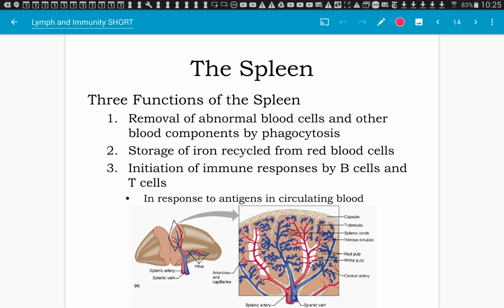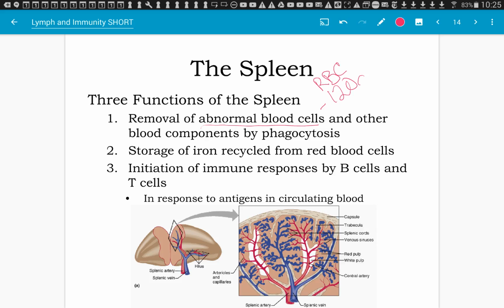The spleen is another lymphatic organ. Again, it is very closely related to the cardiovascular system, which is why we try to put them all together when we cover these topics. So, 3 functions of the spleen that you should know. First, it does help getting rid of abnormal blood cells, so it could be those blood cells that are old. Remember, red blood cells live about 120 days.